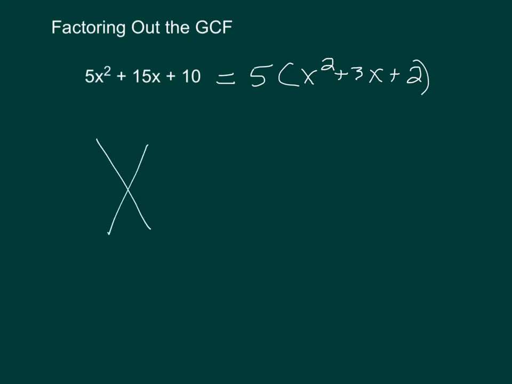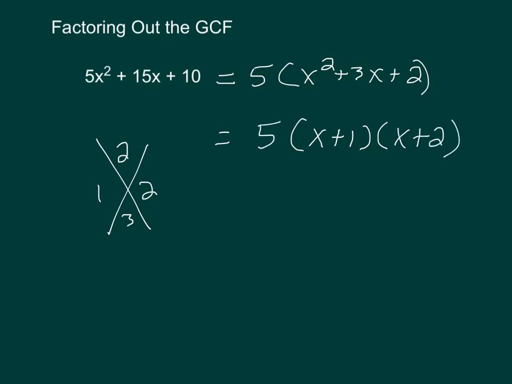I can use my x puzzle if I want. I need numbers that multiply to 2 and add up to 3. Only option is 1 and 2. So when I bring it down, I'm going to have x plus 1 and x plus 2. One thing that's important to keep in mind, I've got to bring my 5 down as well. That's part of my factored answer.